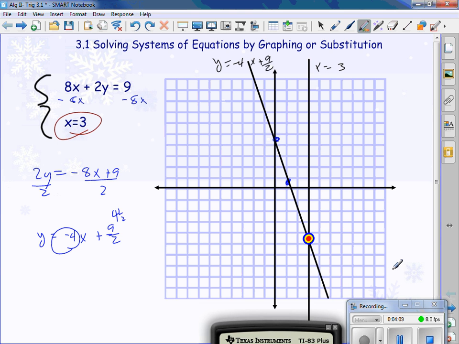That's why I need a ruler, because accuracy is going to play a big part, because if you're off a little bit, your answer is going to be off a little bit. Where do they intersect? What are the coordinates for this point? 1, 2, 3. 1, 2, 3, 4, negative 4.5. And that is your solution.